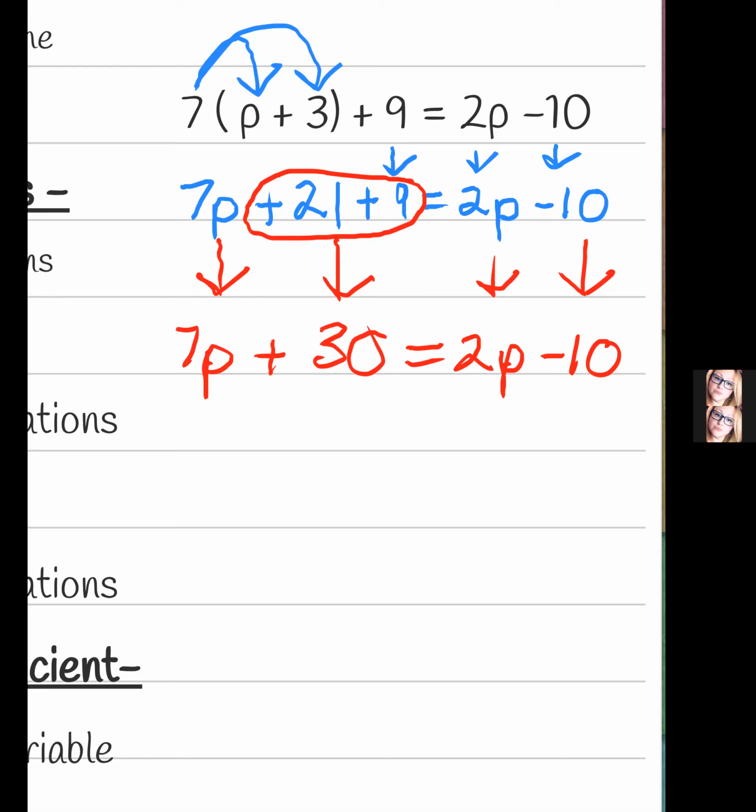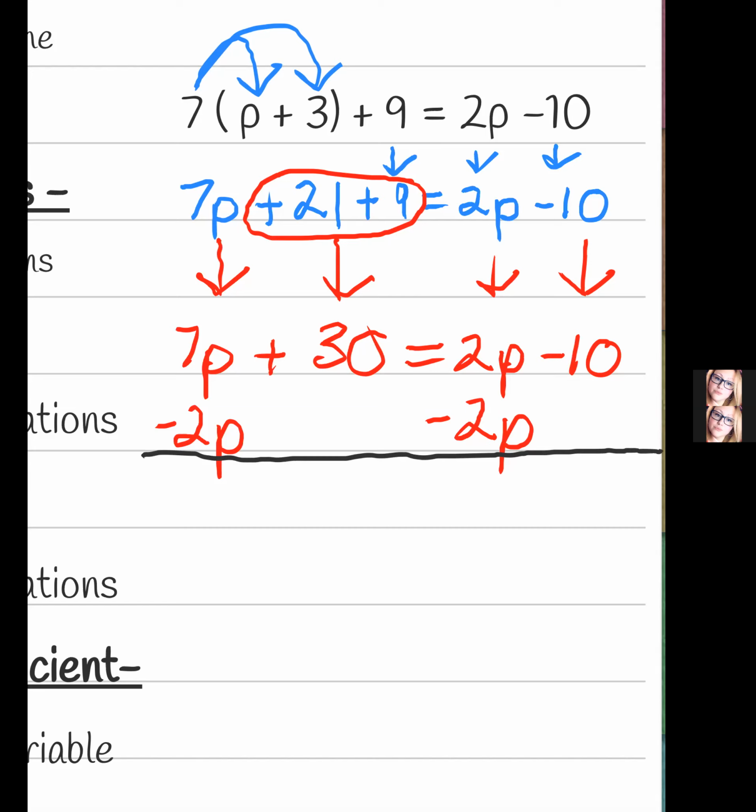I always like to work easier, so I always subtract the smaller number. So the smaller number here is 2p. Now, whatever I do to one side, I always have to do it to its like term on the other side. So that means you really have to know what like terms are. And its like term on the other side is that 7p. Now, I always draw my big fat line, which is my addition and subtraction line, to keep myself in check. And I'm going to change up the color.